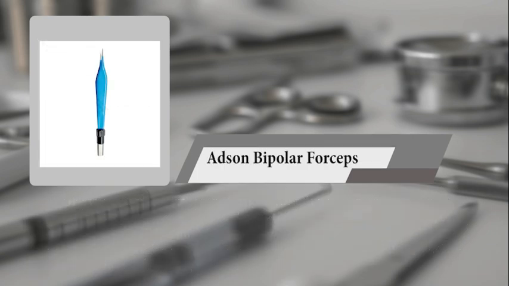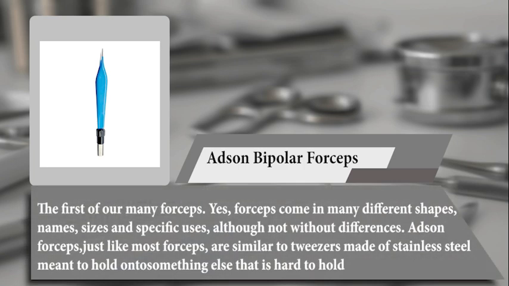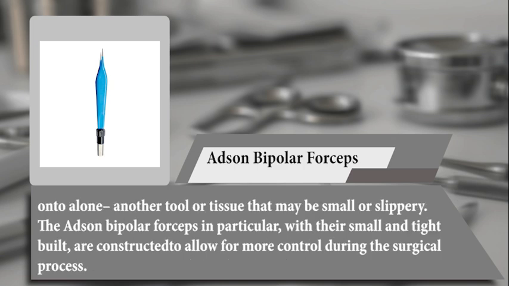Adson bipolar forceps. The first of our many forceps. Yes, forceps come in many different shapes, names, sizes and specific uses, although not without differences. Adson forceps, just like most forceps, are similar to tweezers made of stainless steel, meant to hold onto something else that is hard to hold onto alone, another tool or tissue that may be small or slippery.